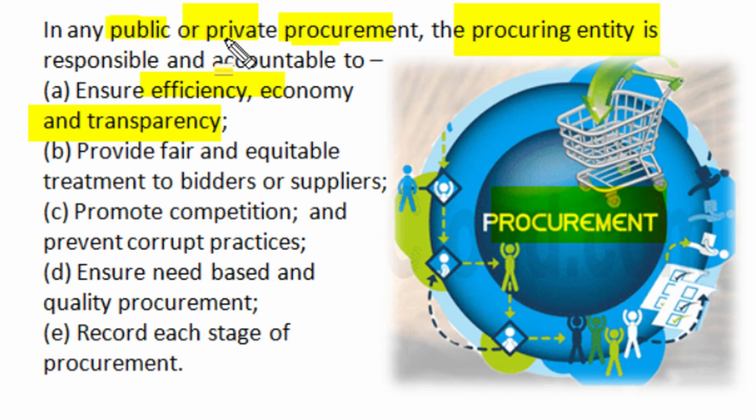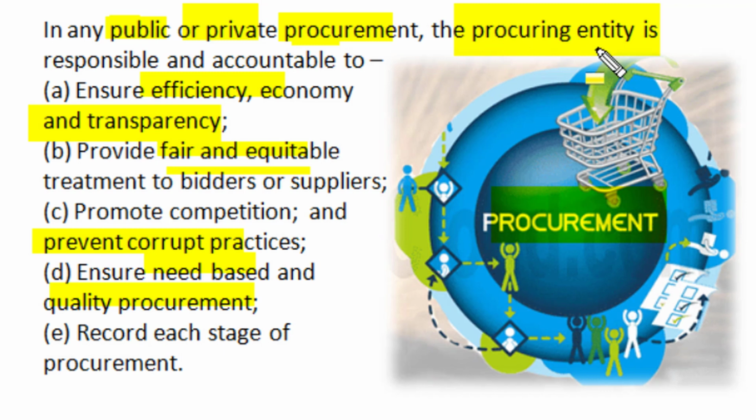The procuring entity is also accountable to provide fair and equitable treatment to all bidders or suppliers so that the best deliverable can be provided by those bidders and suppliers. The procuring entity has to promote competition and prevent all corrupt practices so that economy and efficiency of the process can be ensured. It is also accountable to ensure only those procurements which are actually required, which are need based and are quality procurements. Fancy, luxurious, not required quantity should not be procured in any procurement process. That should be ensured by the procuring entity.